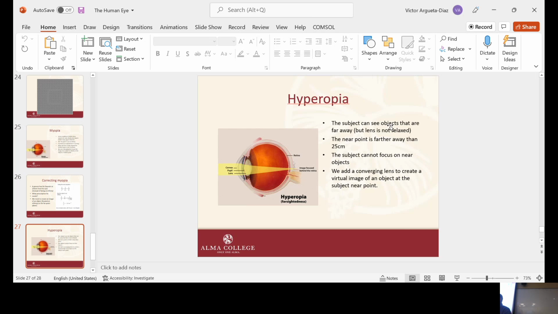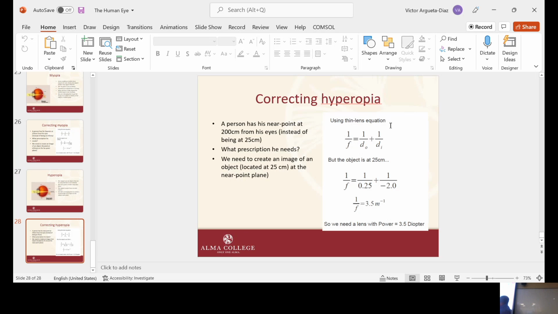So what the glasses are going to try to do is take an object that is close and create an image that is far away so you can focus. You want to place your object, your book or whatever you are reading, at 25 centimeters. That's the normal near point. And you're going to create an image farther away where your eyes can actually focus. That's going to give you your prescription.